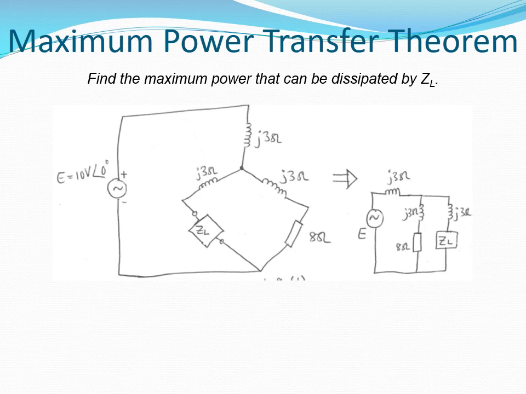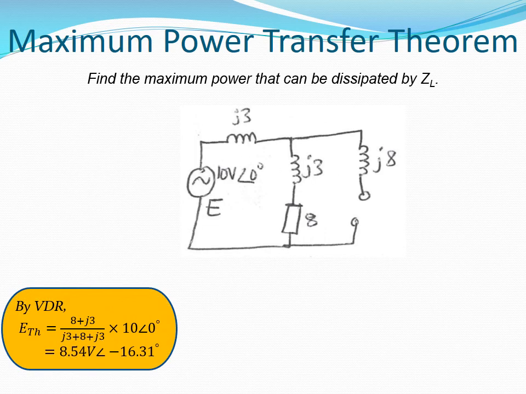We are going to use the Thevenin's theorem to calculate the value of maximum power at maximum power conditions. We remove the impedance ZL so that we remain with this circuit. The Thevenin's voltage is equivalent to the voltage that appears across the branch containing the 8 ohm resistance and the 3 ohm inductance. It is worked out as 8.54 volts at minus 16.31 degrees.